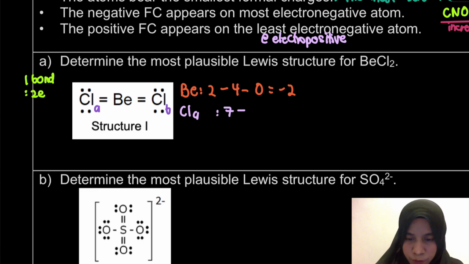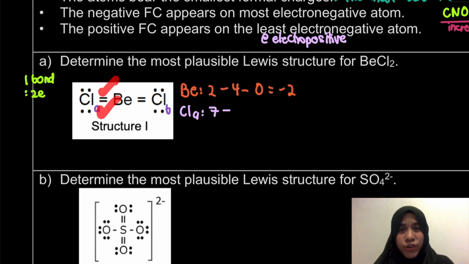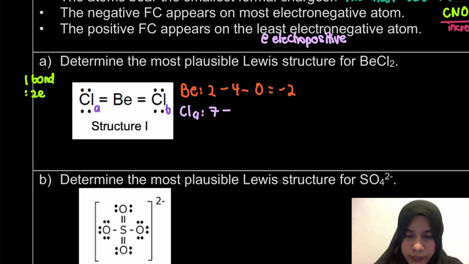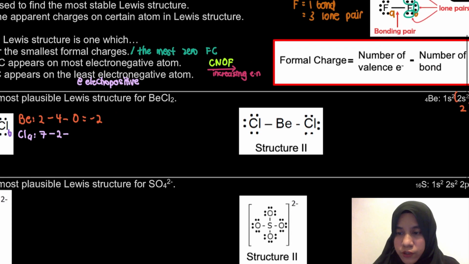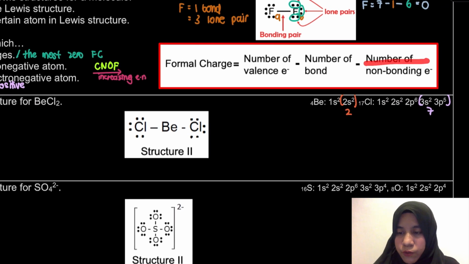Okay, contohnya Miss buat chlorine A lah, nanti takut confuse tak. Okay, so chlorine A ada berapa bond? 1, 2. Nak number of bond. Ada 2. For chlorine A ni, minus 2. Minuskan dengan non-bonding electron. Number of non-bonding electron.